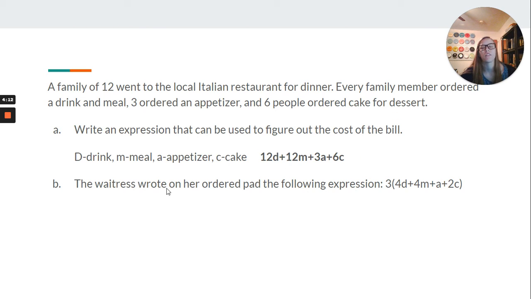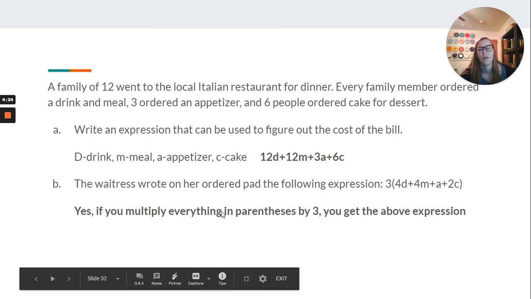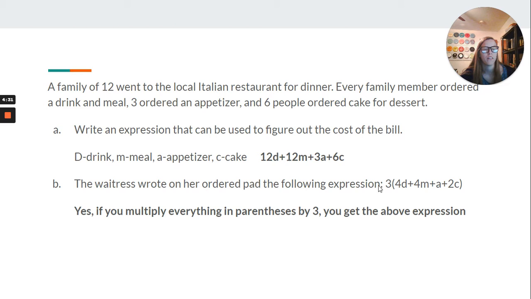Now it says the waitress wrote on her order pad the following expression: 3 times (4D plus 4M plus A plus 2C). Is that correct? Yes, because if you multiply this out, you'd have 3 times 4 is 12, 3 times 4 is 12, 3 times 1 is 3, and 3 times 2 is 6. Okay?